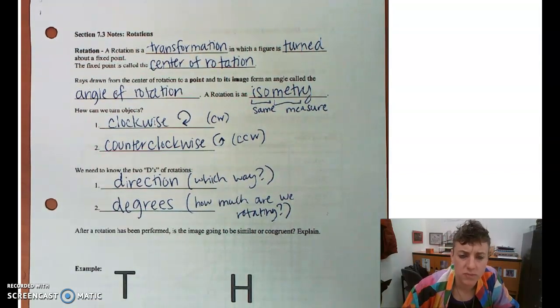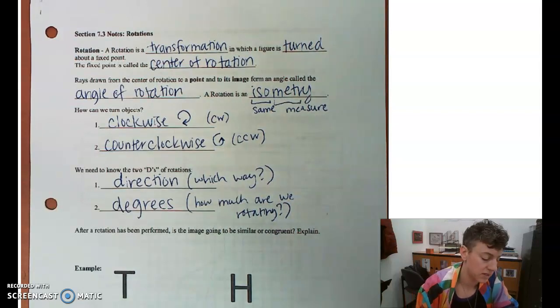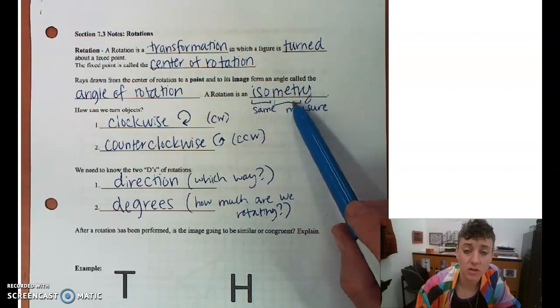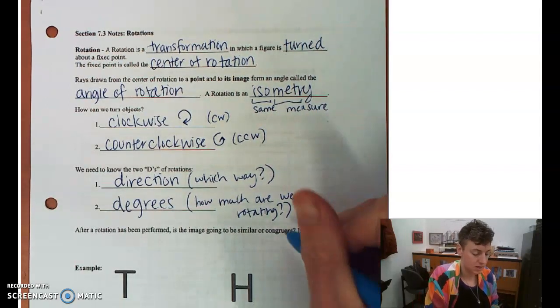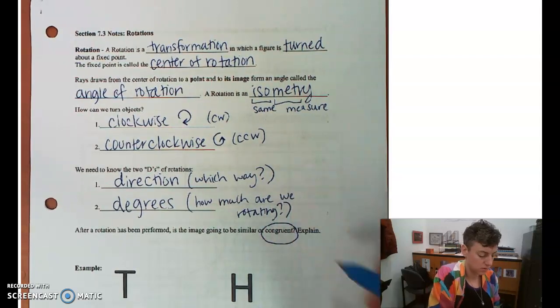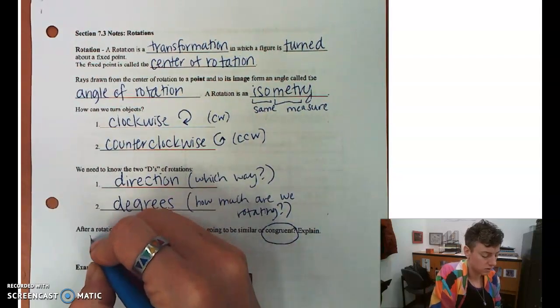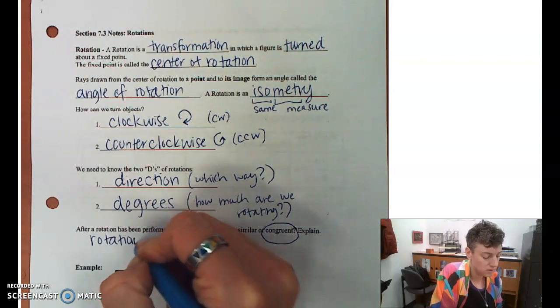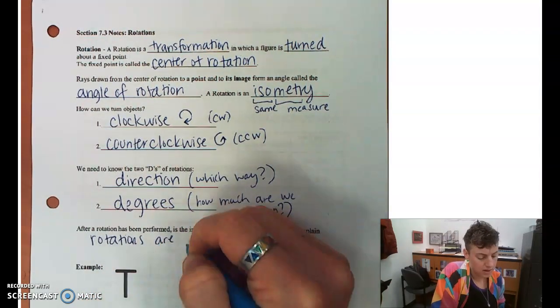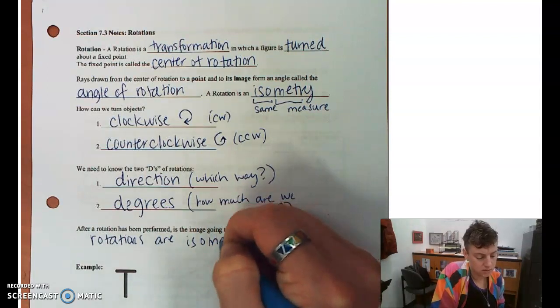After a rotation is performed, is the image going to be similar or congruent? Well, we said a rotation is an isometry. It's got the same measure, so that means it's a congruent shape. Rotations are isometries.